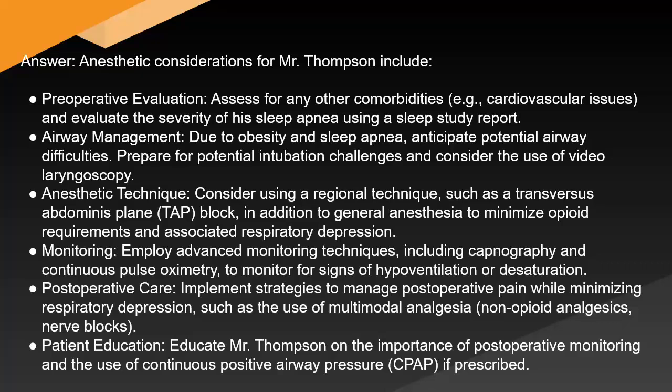Anesthetic technique. Consider using a regional technique such as a transversus abdominis plane tap block in addition to general anesthesia to minimize opioid requirements and associated respiratory depression. Monitoring. Employ advanced monitoring techniques including capnography and continuous pulse oximetry to monitor for signs of hypoventilation or desaturation.